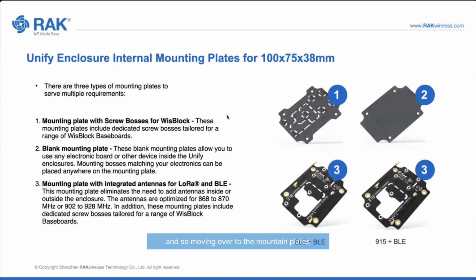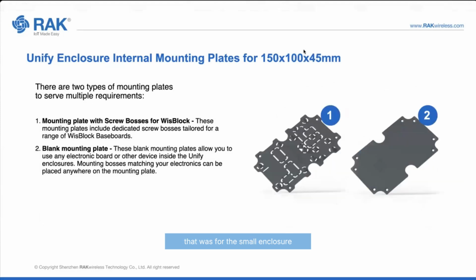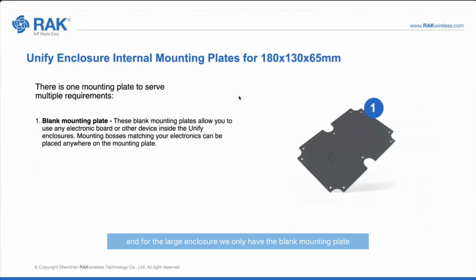and so moving over to the mounting plates, again, just to summarize these, we have the two standard plastic mounting plates, one for WisBlock, and we have the two which are integrated antennas. That was for the small enclosure. We have the medium mounting plates. Again, we have one for WisBlock, one for the blank mounting plate. And for the large enclosure, we only have the blank mounting plate.